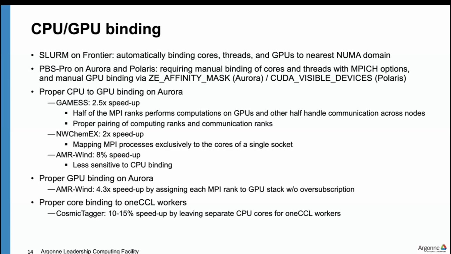Another part is that for ML applications, the core binding for one CCA worker is very important. In the Cosmic Tagger case, by leaving separate CPU cores for one CCA worker, we could get around a 10 to 15% performance gain.